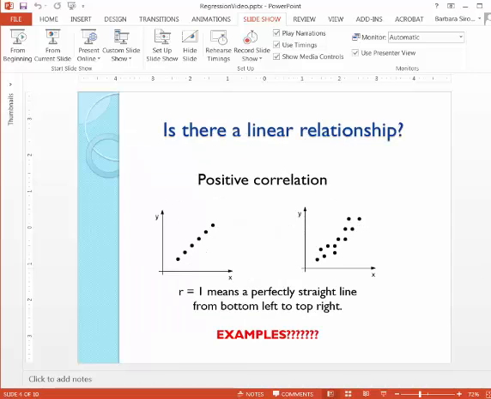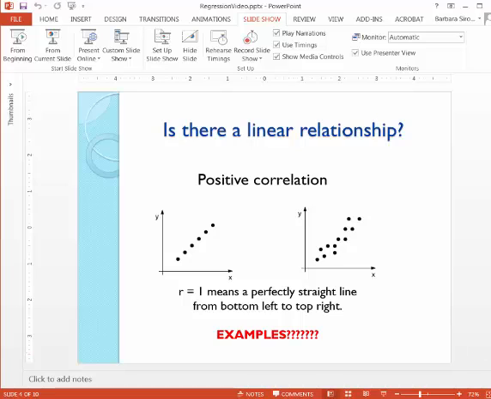So let's start by doing a little review of something that you've already learned about. Is there a linear relationship? Just reminding you, if we happen to have data that goes from bottom left to top right, meaning as x goes up, so does y, that would be a perfect positive correlation, r equals 1. In real life, you don't find that. You'll find a spread of points, as you can see here. So in real life, the correlation will never be 1. Some examples: the more time you study, the higher your exam score will be. Subtle hint, what can I tell you?